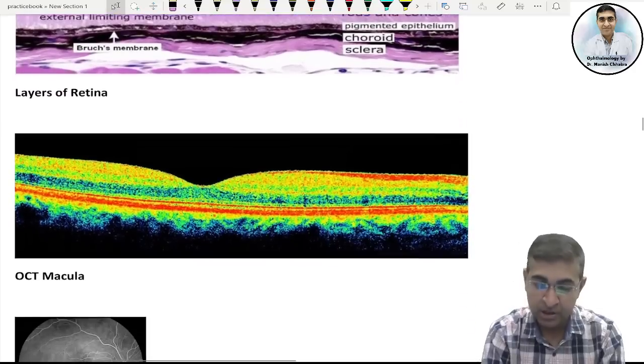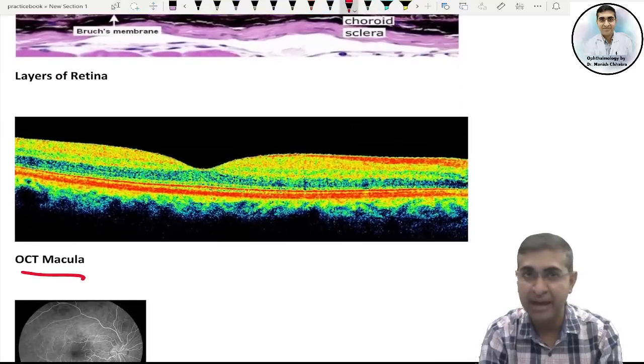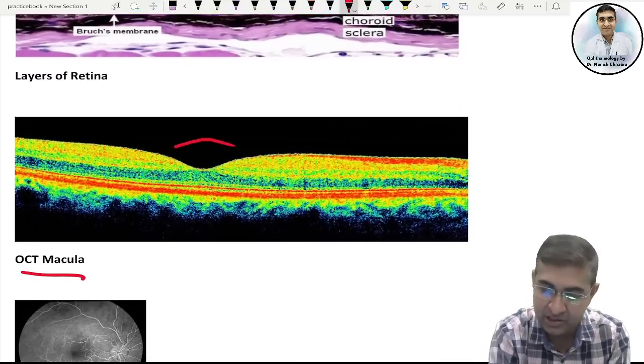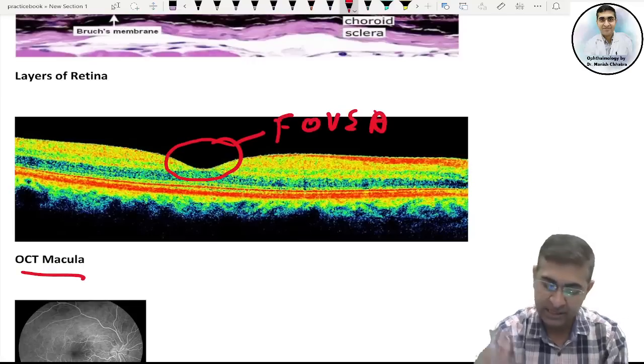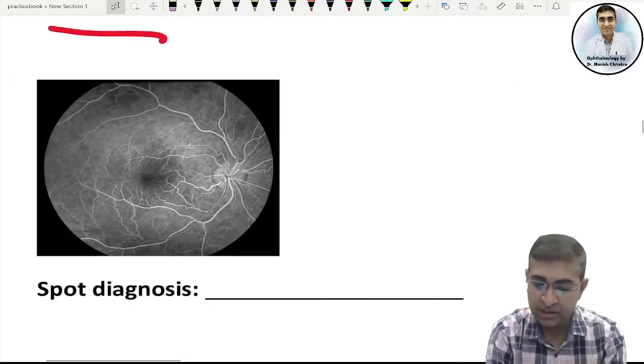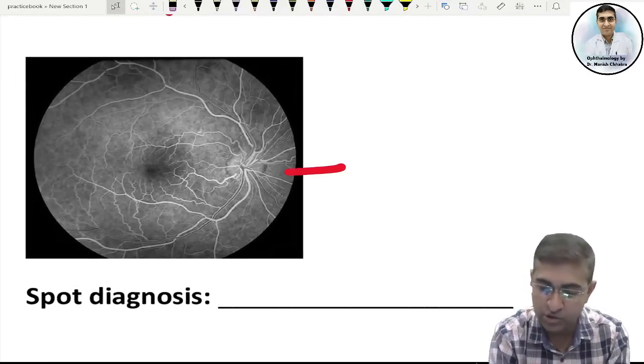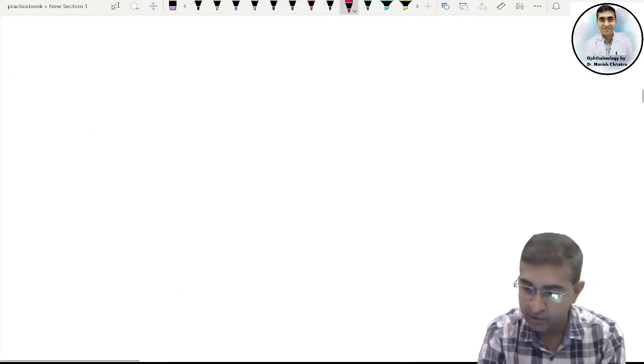Yes. Okay. So this is your OCT of the macula. In OCT you can see that there is a foveal dip. So this actually depicts the fovea. Yes. What is this? This is your spot diagnosis. Spot diagnosis of what? This is your FFA.